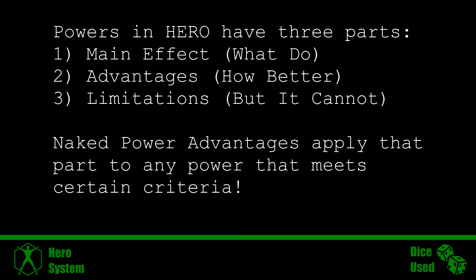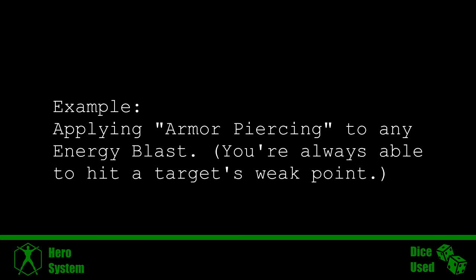As I described earlier, powers in Hero are made of three parts: their main effect, advantages that make them more effective but more costly, and limitations that make them weaker but cheaper. Naked power advantages are a way to apply an advantage to any power that meets certain criteria without needing to build it into another power. Such as if you want to be able to add armor piercing to any energy blast power to reflect that your character has a knack for always targeting weak points when using ranged attacks.